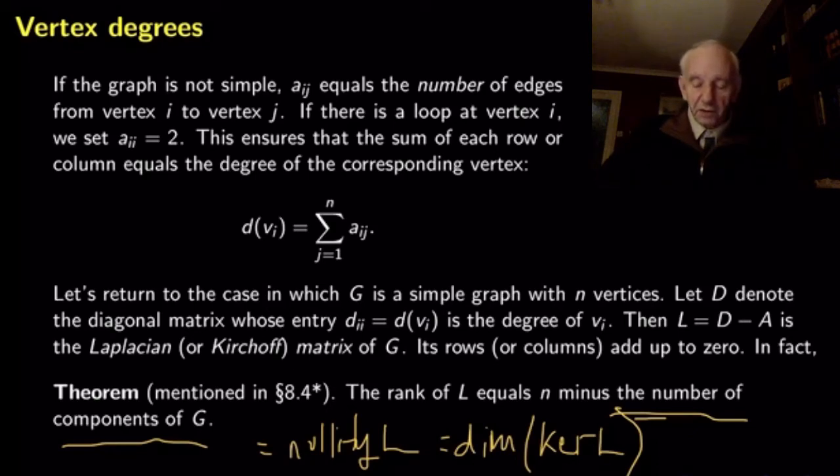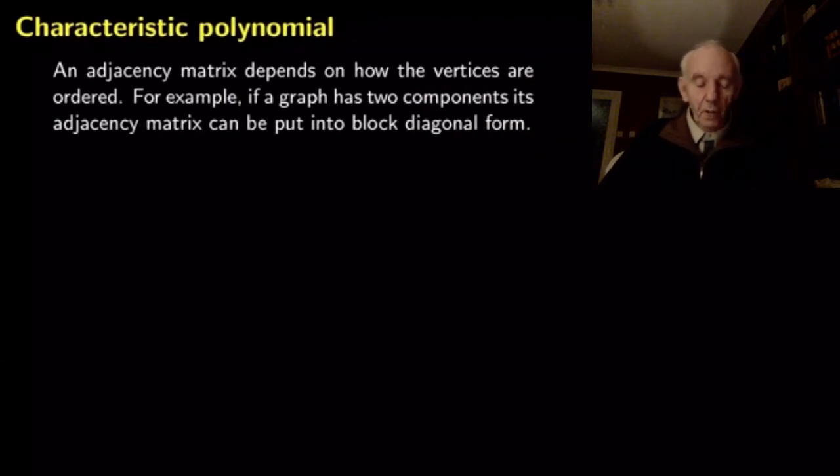Now, I'd like to talk about something else you can get from the adjacency matrix, namely its characteristic polynomial. So we can also talk about the characteristic polynomial of a graph. You see, the adjacency matrix does depend on how you label the vertices of the graph. If you change the vertices, you'll get a different adjacency matrix. But changing the vertices will only permute the rows and columns of the matrix.